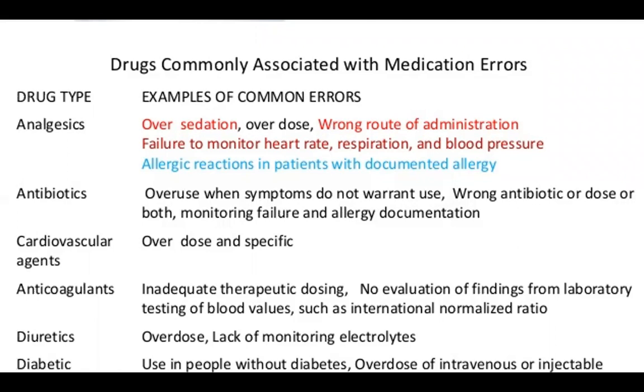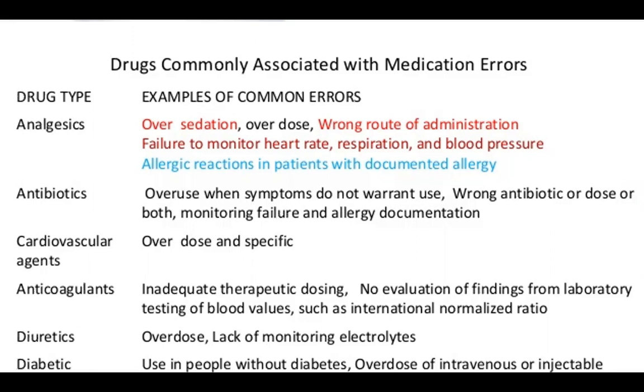Sometimes allergic reactions occur: patients with a documented allergy sometimes could not tell, and they may have an allergic reaction with analgesics. In the case of antibiotics, they can be overused when not needed. Sometimes people increase or decrease the dose themselves. So sometimes they use the wrong antibiotic dose or both, because antibiotics must be prescribed according to the organism.